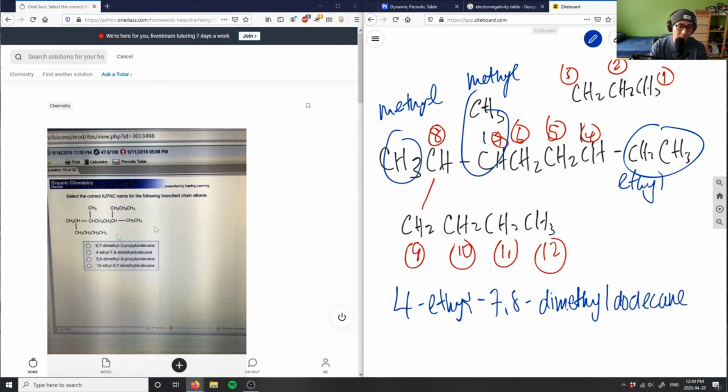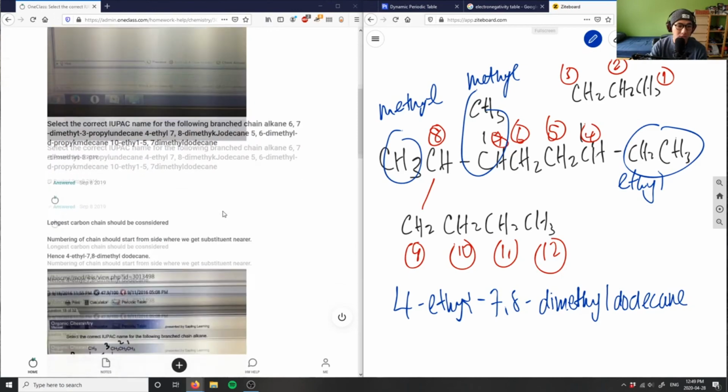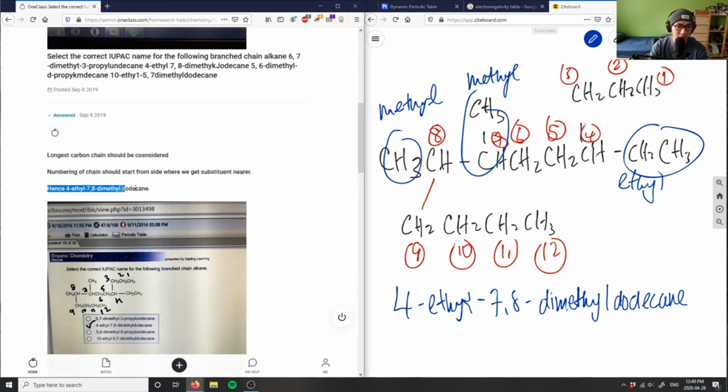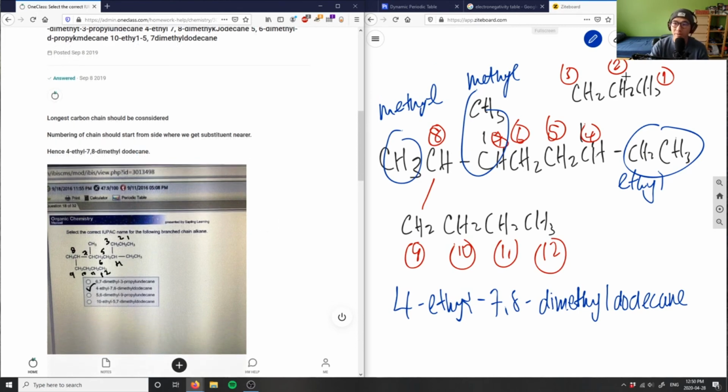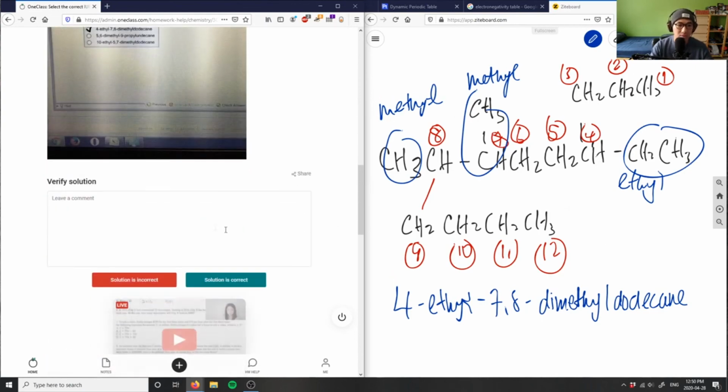So in this case, B would be the correct answer here. 4 ethyl, 7, 8 dimethyl, dodecane here is my correct answer. So this here is correct. Hence 4 ethyl, 7, 8 methyl, dodecane here is correct. And they label it just like that: 1, 2, 3, 4, 5, 6, 7, 8, and then 9, 10, 11, 12. So this here is a correct answer.